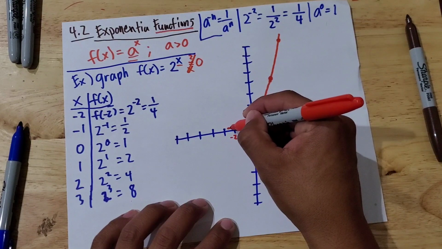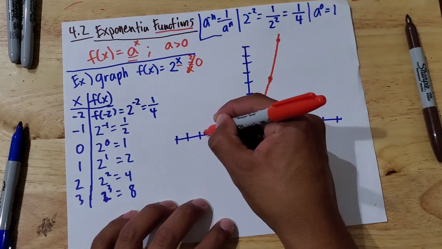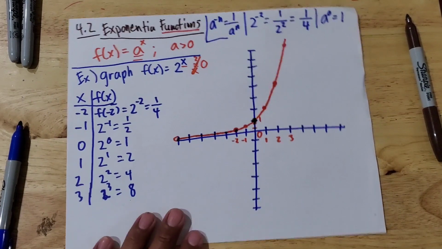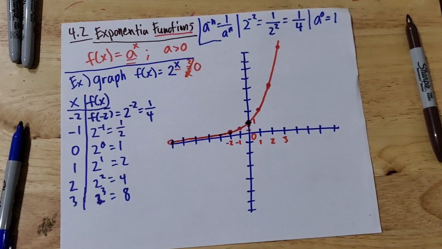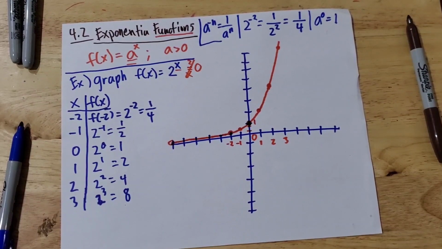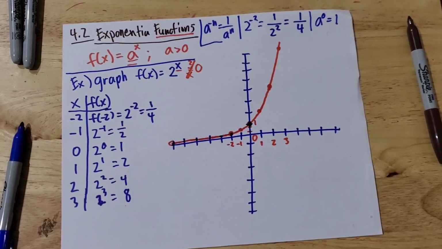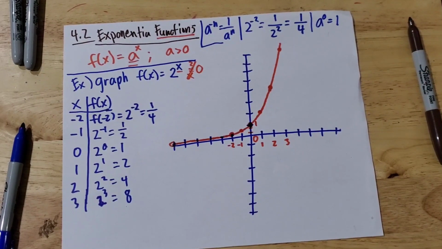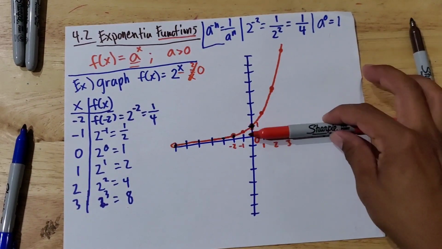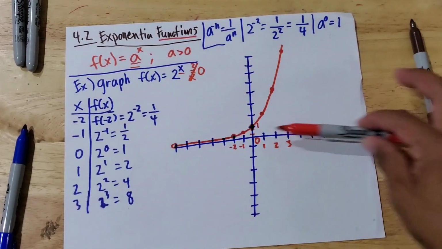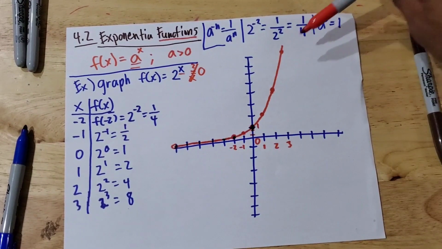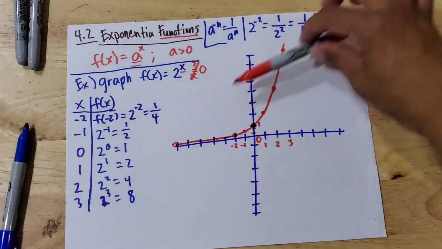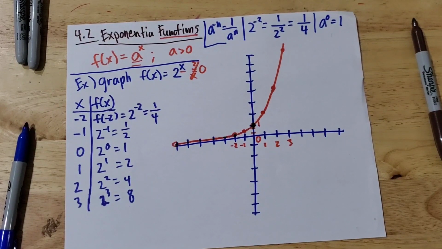So what ends up happening is that it just keeps getting closer and closer, but it never actually touches the x-axis. Eventually we're going to talk about something called asymptotes. Asymptotes are lines that your graph just cannot cross and will never cross. So we can see that here, that this horizontal line is sort of like a horizontal asymptote, meaning it's going to get closer and closer, but it will never actually cross the x-axis.